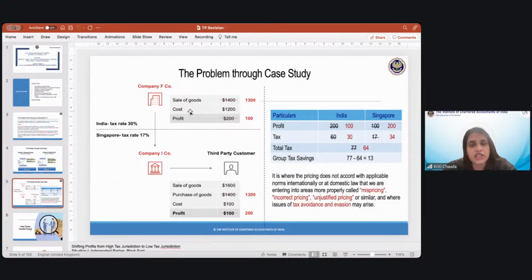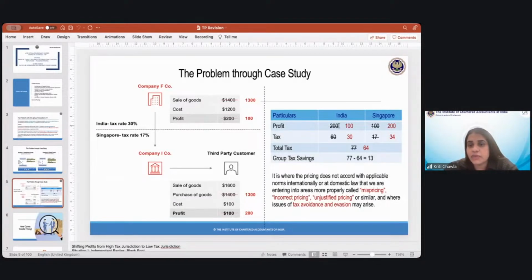The cost of manufacturing this commodity is $1,200. They decide to sell the commodity to company I at $1,400. So what is the profit in India? The profit in India is sales minus cost, which is $200.